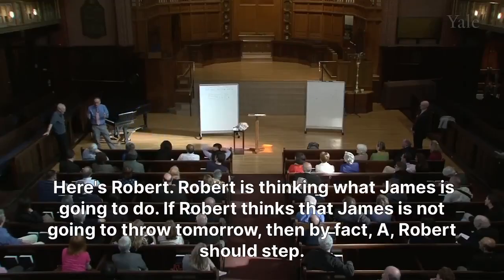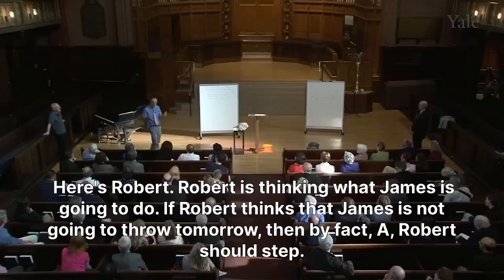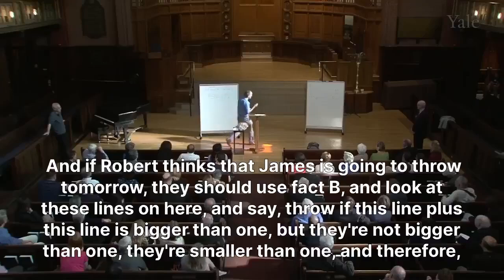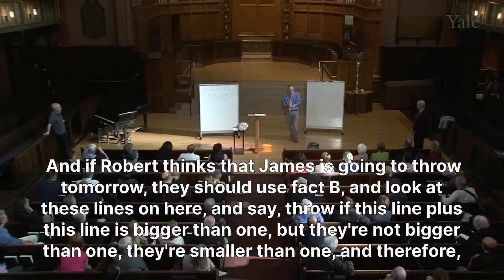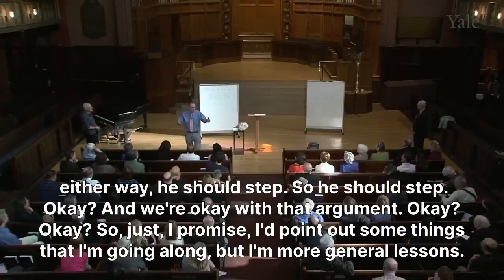Here's Robert. Robert is thinking what James is going to do. If Robert thinks that James is not going to throw tomorrow, then by fact A, Robert should step. And if Robert thinks that James is going to throw tomorrow, then he should use fact B and look at these lines in here and say throw if this line plus this line is bigger than 1, but they're not bigger than 1, they're smaller than 1, and therefore either way he should step, so he should step. Okay, everyone okay with that argument?